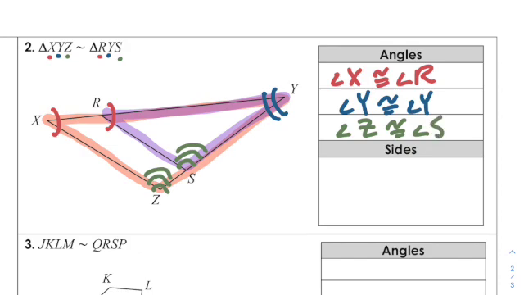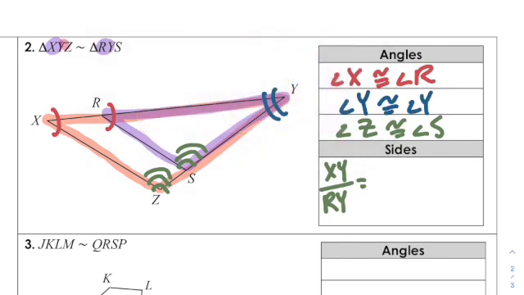Let's move on to proportional sides. Again, it might be easier to look at the similarity statement for this one. XY, if you look, is the first two letters. The first two letters on the right one is RY. So XY is proportional to RY, equals.